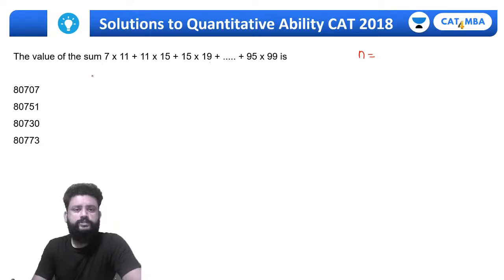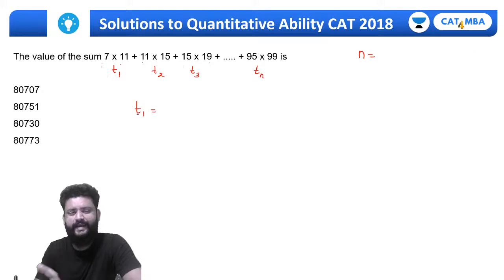So 7 plus 4 is 11, then 11 plus 4 is 15. This is again plus 4. So I can say this is the first term, that is T1. I'll call it T1. This is T2, T3, and so on, up to Tn. That is the term. So let's try to get the value of n, or calculate the number of terms. So T1 और T2 में कुछ similarity मिलती है क्या?